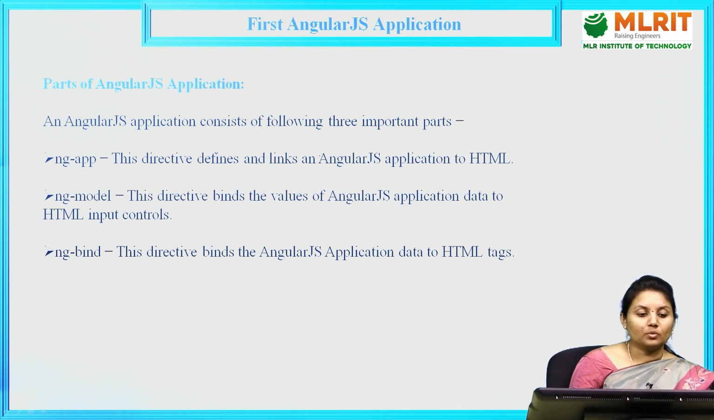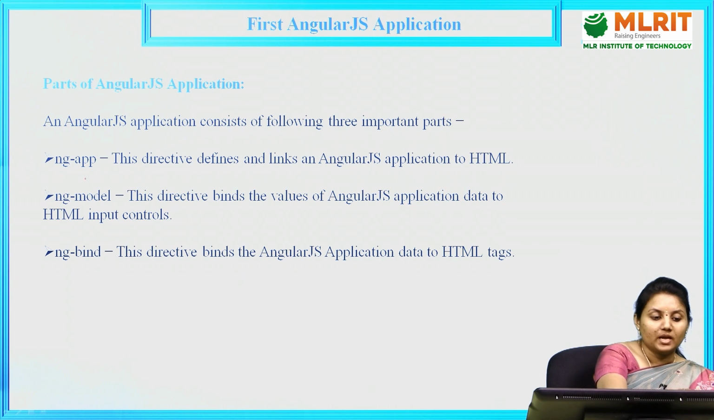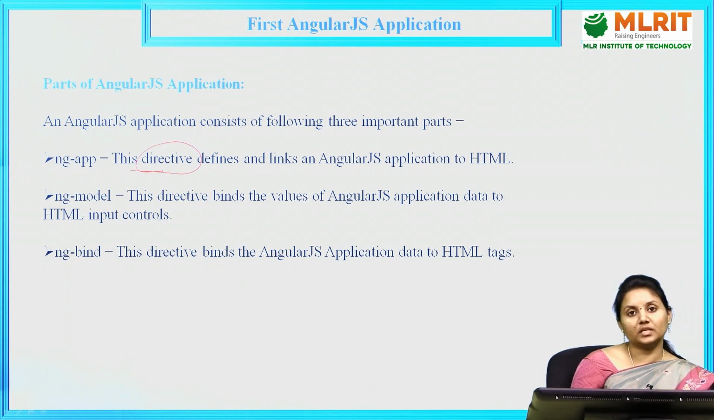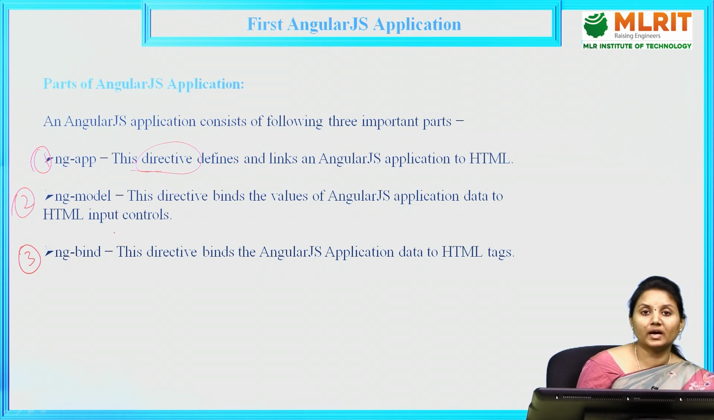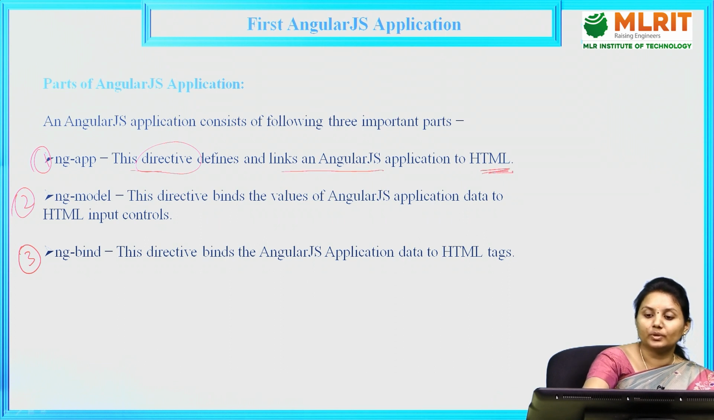So, what is ng-app? ng-app is a directive. In the previous session, I told you there are 3 things we have to know for working on AngularJS: directives, controllers and expressions. In this session, we are talking about the directives. All these 3, ng-app, ng-model and ng-bind, are the 3 different directives that we are using. A directive defines and links the AngularJS application to HTML.